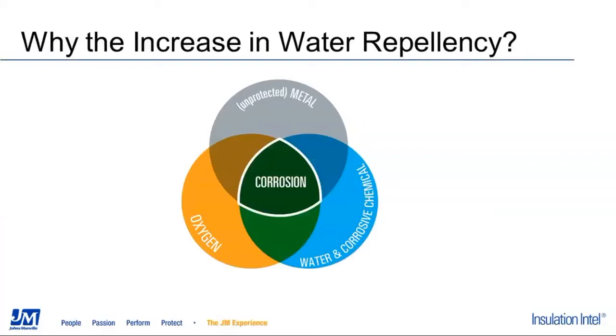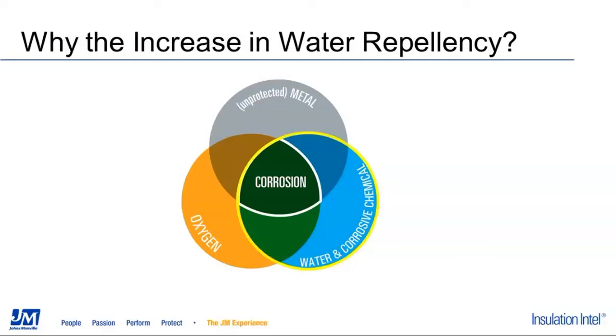Well, as we've already touched on, corrosion under insulation is one of the concerns. And in order for corrosion to occur, you need to have three elements. You need something to corrode, such as unprotected metal. You need to have oxygen, and also water or corrosive chemicals need to be present. So by introducing water repellency, we're trying to attack the water and corrosive chemicals and prevent them from getting into the system.